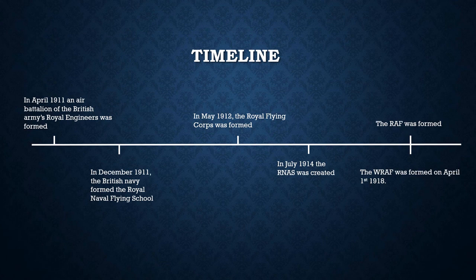In July 1914, the specialised requirements of the Navy led to the creation of the RNAS. And then on April the 1st, 1918, the RAF is formed as an amalgamation of the Royal Flying Corps and the Royal Naval Air Service, the RNAS. And the Women's RAF was also formed on April the 1st, 1918, which is what WRAF stands for.